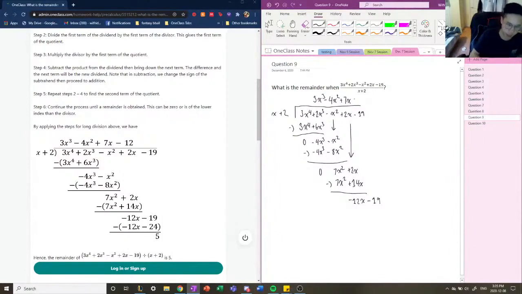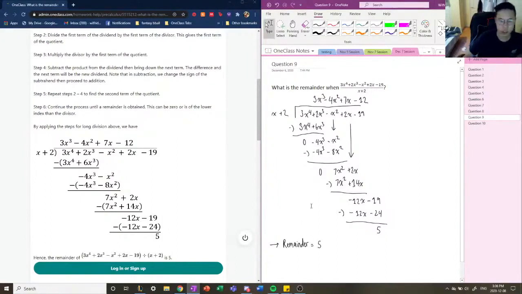So how do we get rid of the negative 12x? We can multiply it by negative 12 itself. You get negative 12x minus 24. If we subtract these together, we get 5. So our remainder here is basically 5. So remainder equals 5.